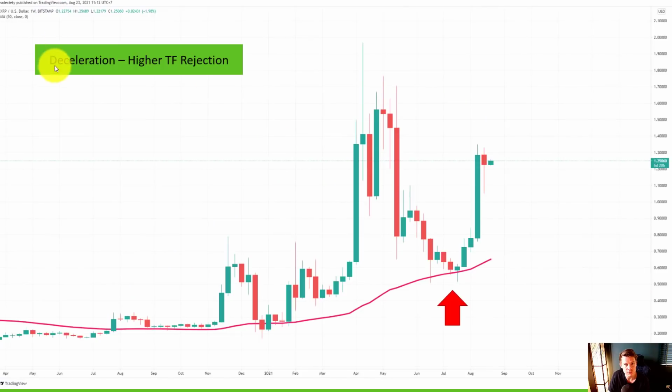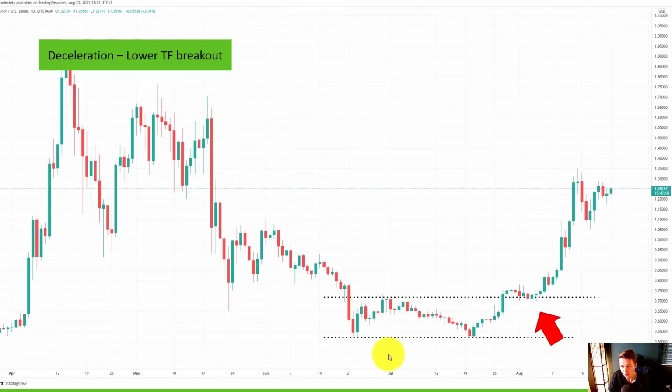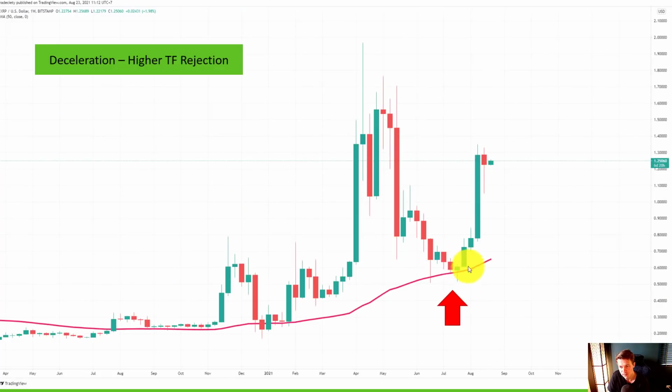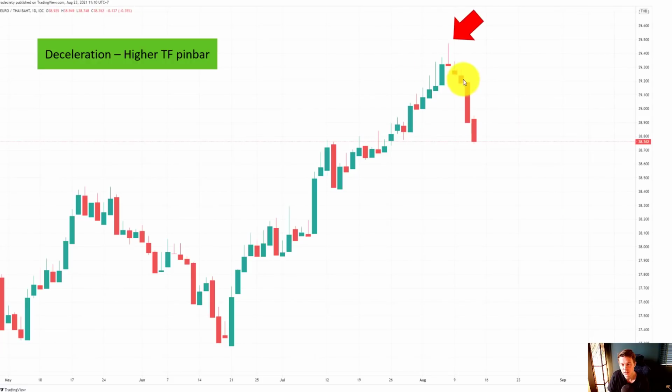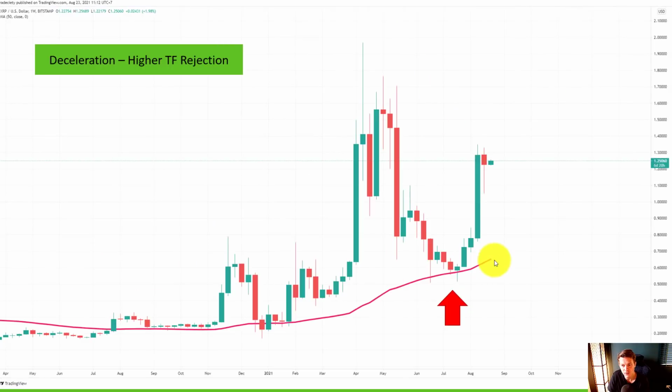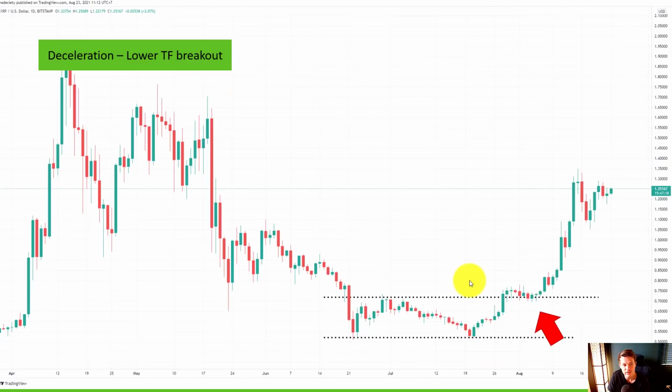Here, this even works on crypto. So now we are on Ripple. This is the weekly time frame. The market came back to the weekly 50, gave you this deceleration. On the lower time frame, we are able to condense and confirm that the market is trading in a range. Wait for the breakout, pullback, and then you can see afterwards the market took off. And it all starts with those higher time frame decelerations. If you can find a deceleration with some context, like here on the 50 period moving average, even better.